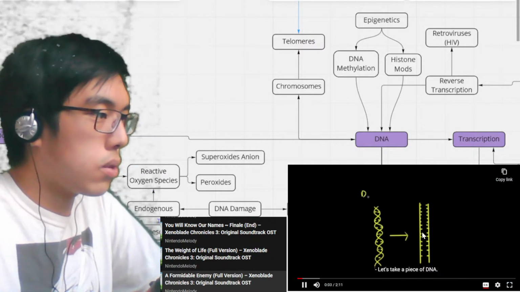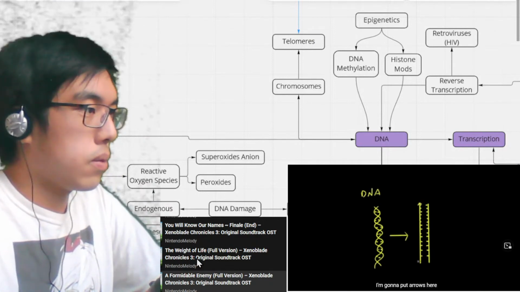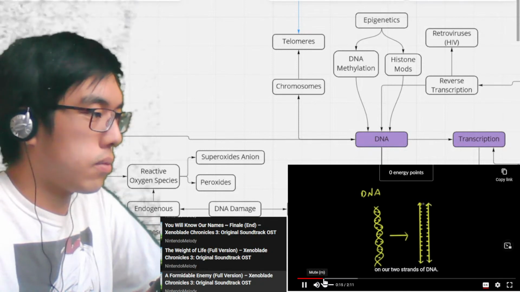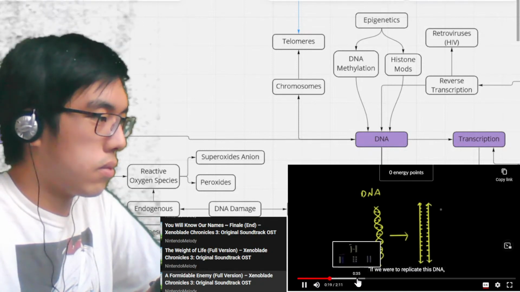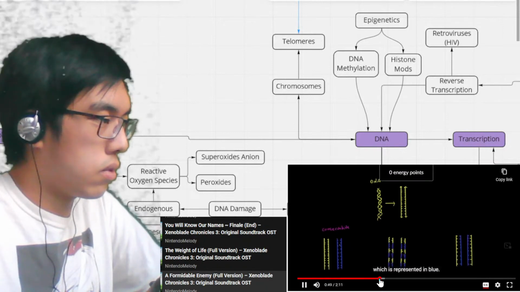Let's take a piece of DNA, and let's just unwind it into its two strands, and just help us remember that DNA is really a very, very long molecule. I'm going to put arrows here on our two strands of DNA. And the question I want to ask you is, if we were to replicate this DNA, what would the end result look like?